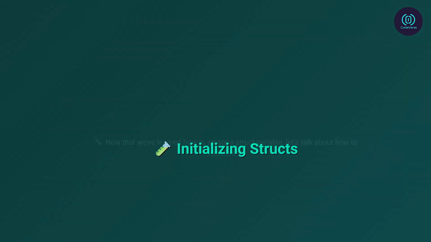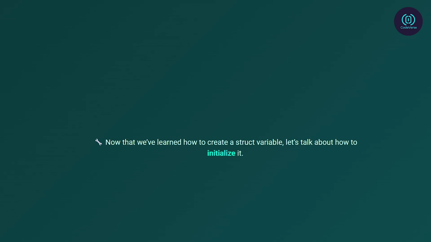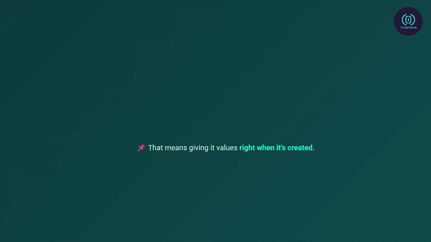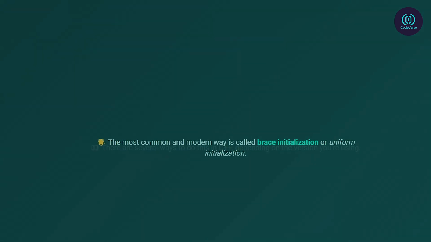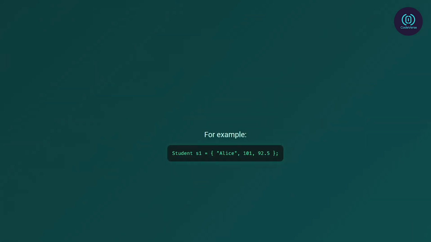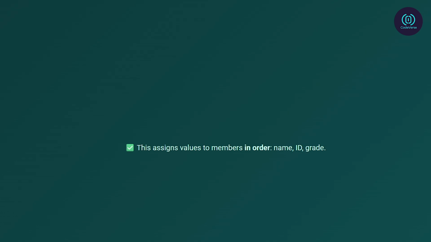Now that we've learned how to create a struct variable, let's talk about how to initialize it. That means giving it values right when it's created. In C++, there are a few ways to do this, and the method you choose depends on what version of C++ you're using. The most common and modern way is to use brace initialization, also called uniform initialization. For example, if you have a Student struct, you can write something like: Student s1 = {"Alice", 101, 92.5}. This automatically assigns values to the members in order: name, ID, and grade. It's simple, clean, and avoids repetitive code. Just make sure the order matches the order in your struct declaration.